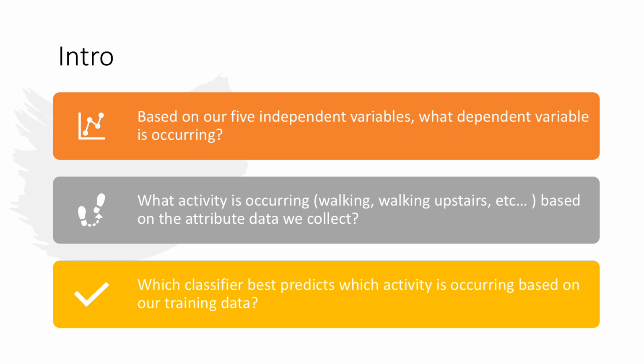The questions that we'll answer in this project are: based on our 5 independent variables, what dependent variable is occurring? Or in layman's terms, what activity is occurring, such as walking upstairs, based on the attribute data we collected. And those are, again, independent and dependent variables. And then, what classifier best predicts which activity is occurring based on our training data? So out of the 5 classifier models that we saw, which one is the most accurate?